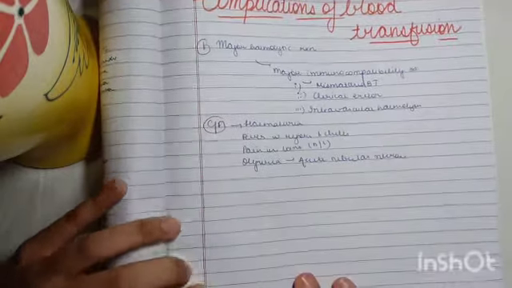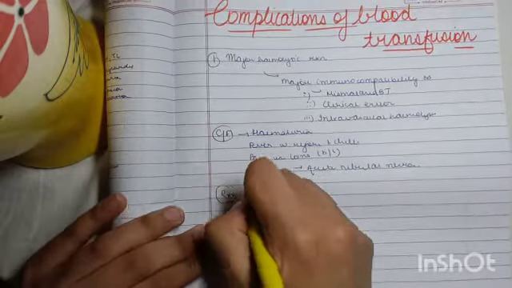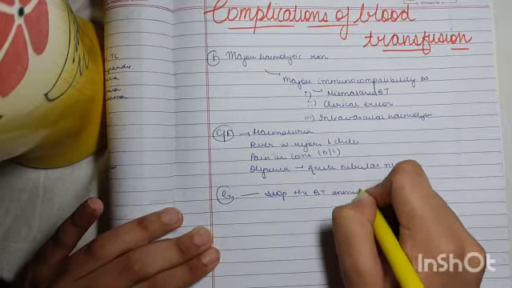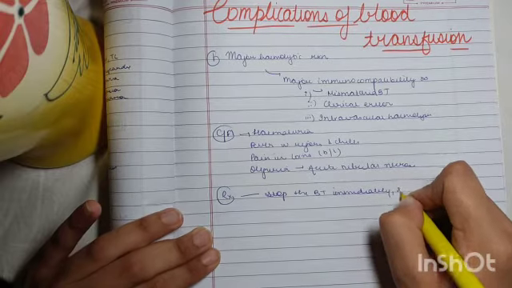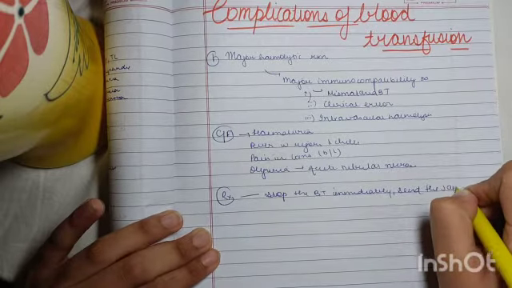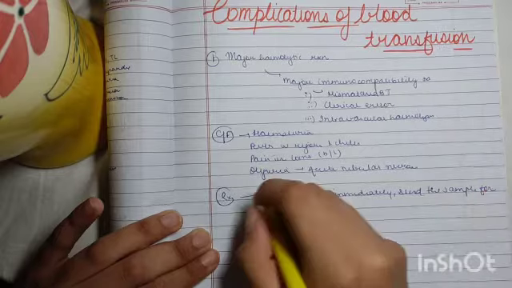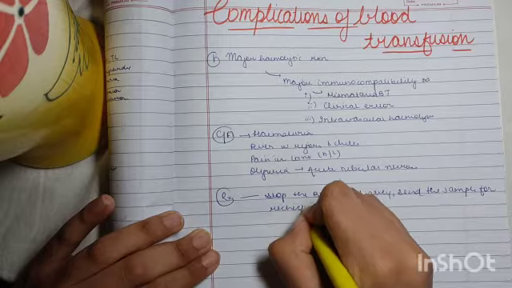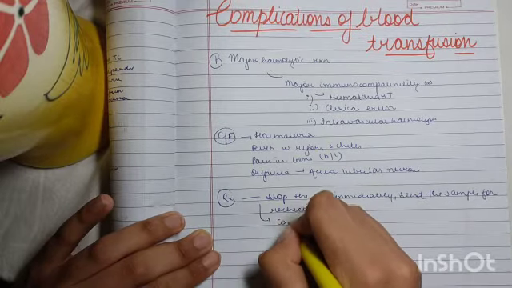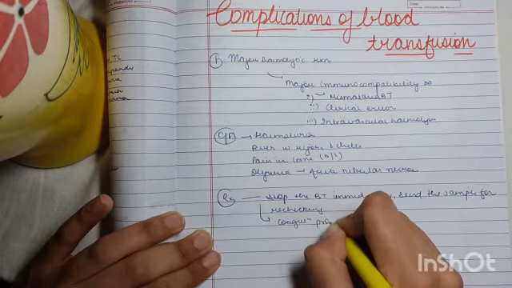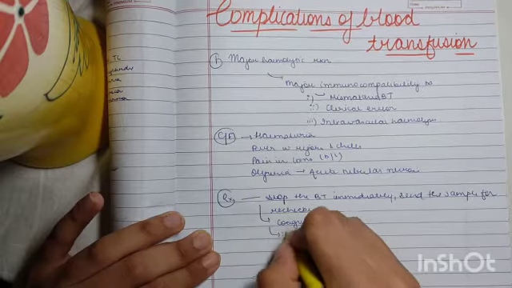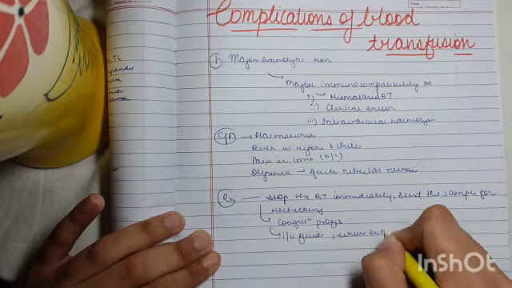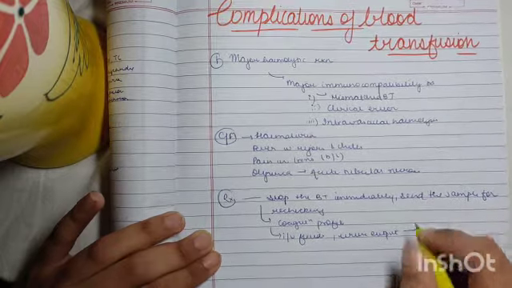Now, in this, what is the treatment modality? First of all, we must stop the blood transfusion immediately. Then we must send the sample again for rechecking. Then we must make a coagulation profile of the patient. IV fluids and urine output are checked. Urine is also checked for hemoglobin.